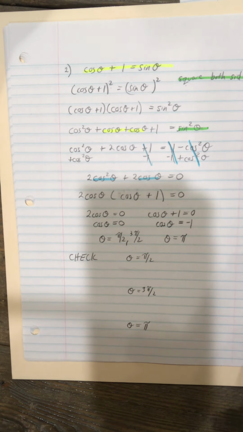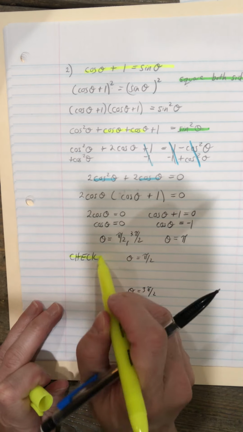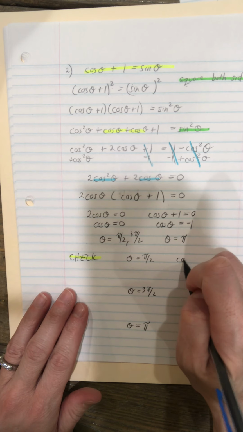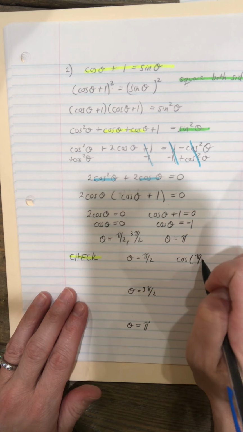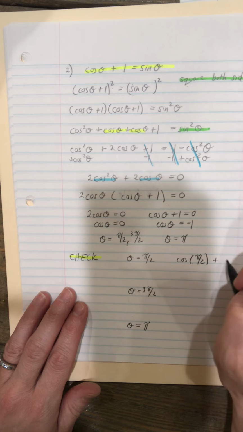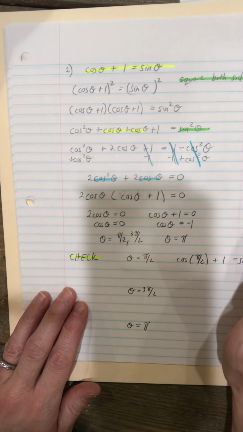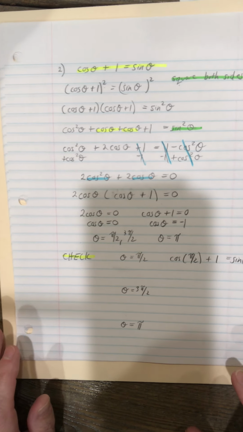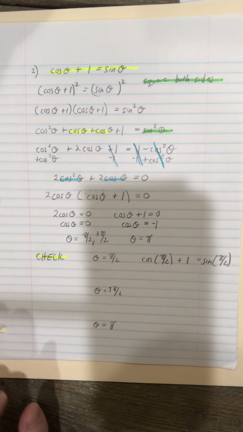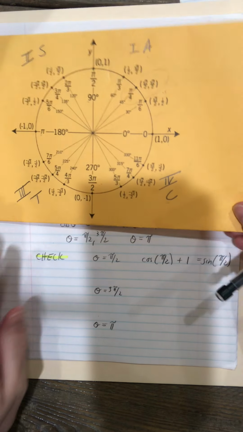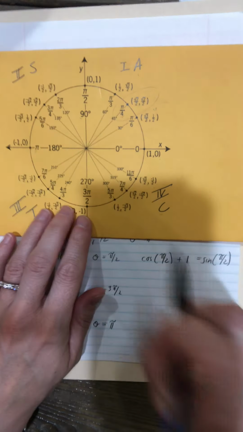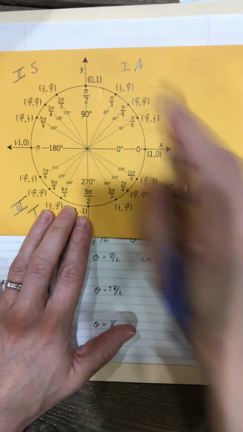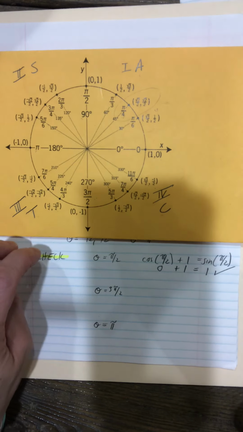So let's take a look, guys. Let's check everything. If I put them in the original, you can utilize your calculator here. You have cosine of pi over 2 plus 1 equals sine of pi over 2. Well, guys, take a look at this one. I actually don't even have to use the calculator. Cosine of pi over 2 is x. X is 0. So 0 plus 1 equals sine of pi over 2, which is 1. That checks. That's a solution.